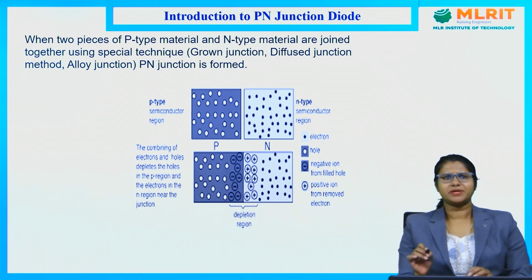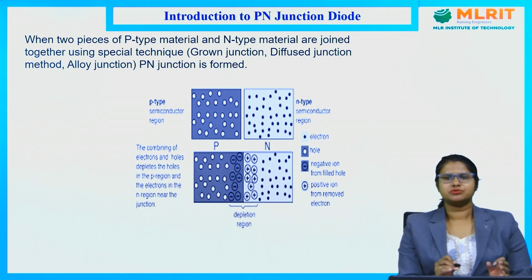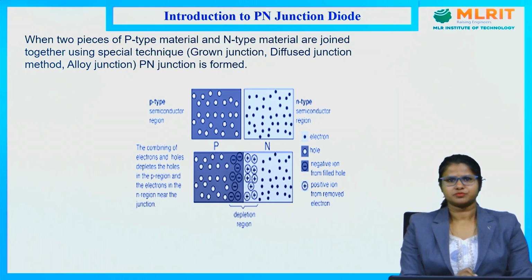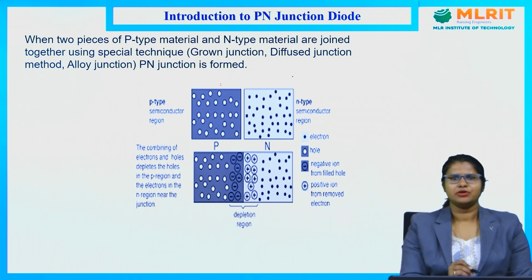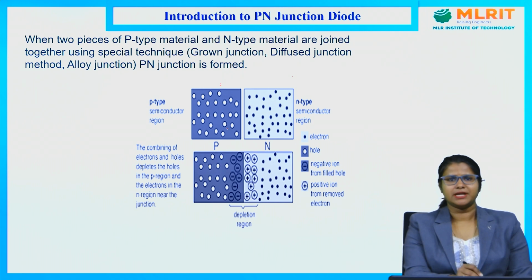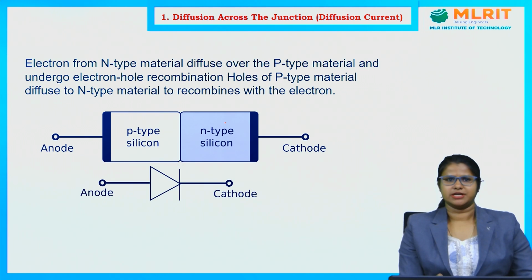When two pieces of P-type material and N-type material are joined together using special techniques such as the grown junction, diffused junction method or alloy junction method, we get a PN junction. In this diagram we can see a P-type semiconductor and an N-type semiconductor. As we have discussed earlier, P-type has holes as the majority charge carriers, and N-type has electrons as the majority charge carriers.